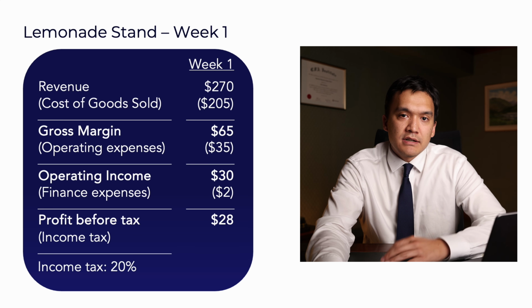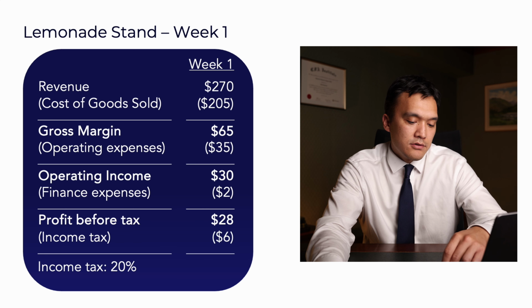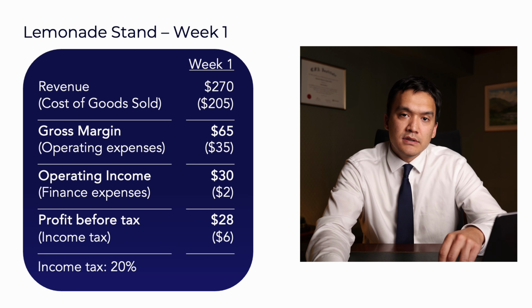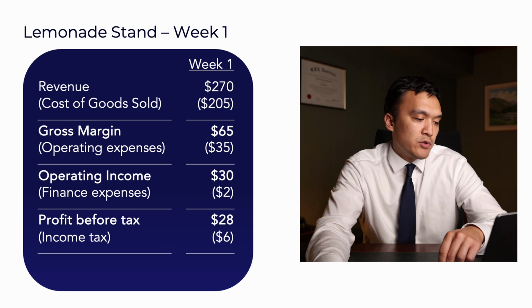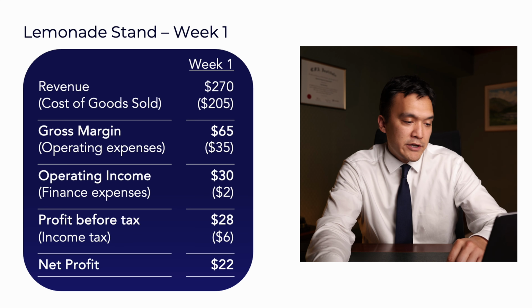Then we have income tax. We have income tax of 20%. So 20% of $28 is about $6. And we have a net profit of $22 for our first week.